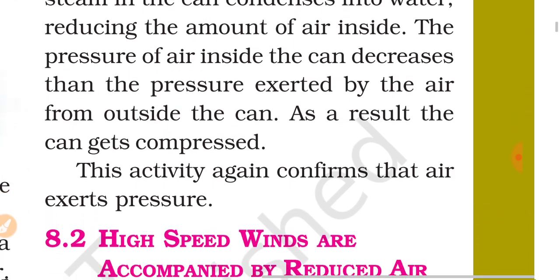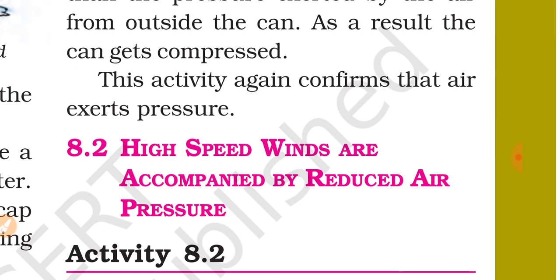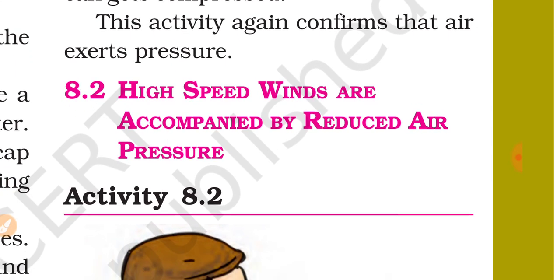Okay, this activity again confirms that air exerts pressure. Due to the pressure of outside air, it is distorted. Now you can easily understand this. Okay, next is: high speed winds are accompanied by reduced air pressure.